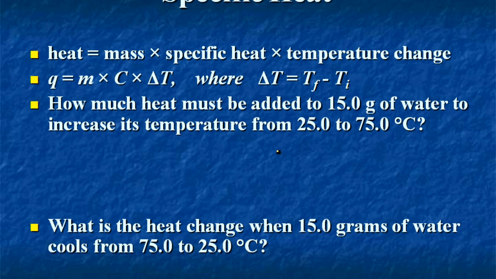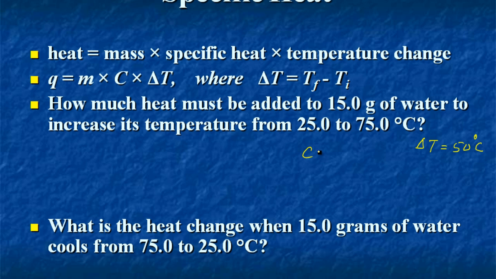T final minus T initial. Read carefully. Which is the final temperature? Which is the initial temperature? So it says increase the temperature from 25 to 75. So initial is 25. To 75 means final is 75. So what is delta T? 75 minus 25. So delta T is 50 degrees Celsius.